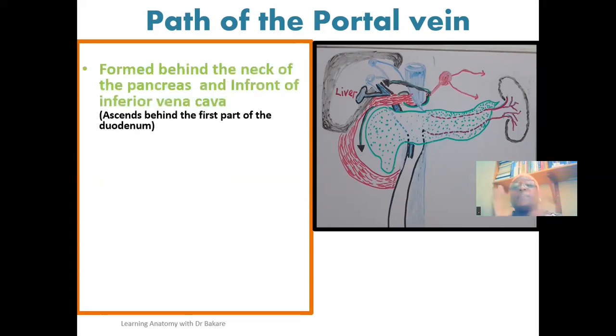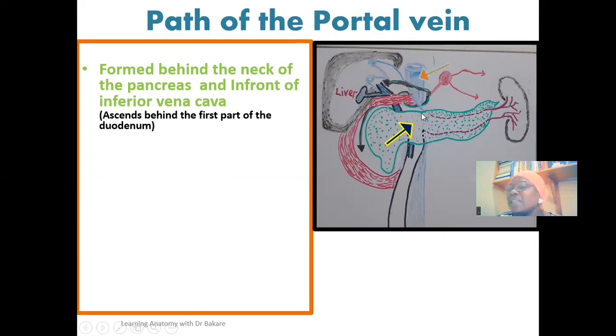We said that the portal vein is formed behind the neck of the pancreas. This is the neck of the pancreas here, and behind this is where we have the formation of the portal vein. And the portal vein is formed by the union of the splenic and also the superior mesenteric vein. And as it is formed here, anteriorly, it is related to the neck of the pancreas. Posteriorly, it is related to the inferior vena cava.